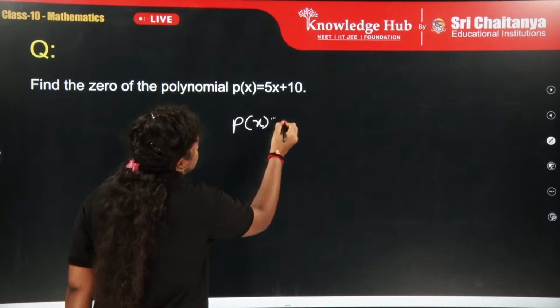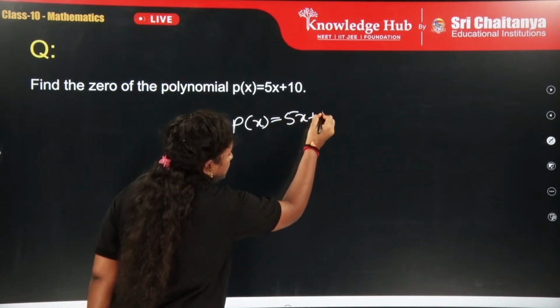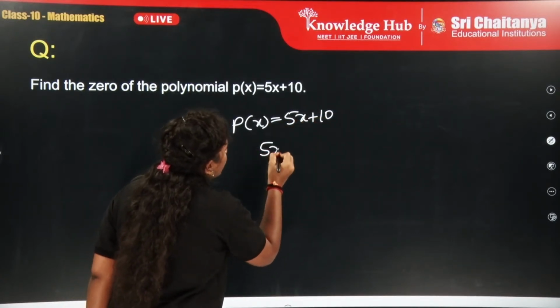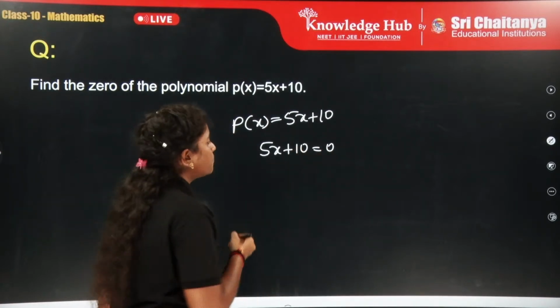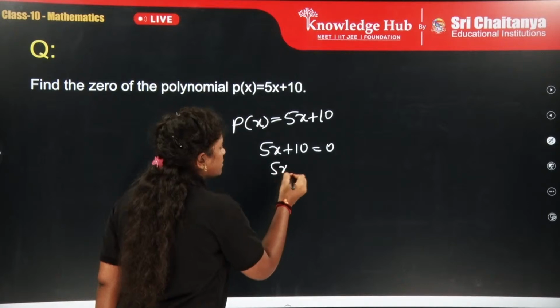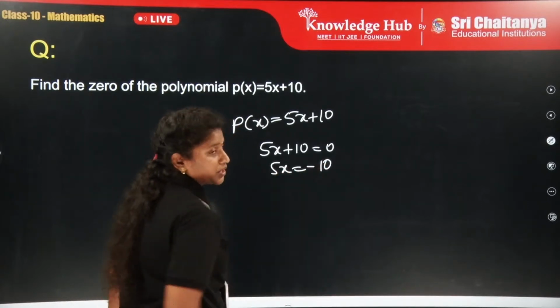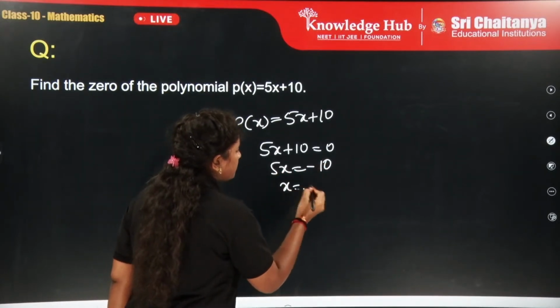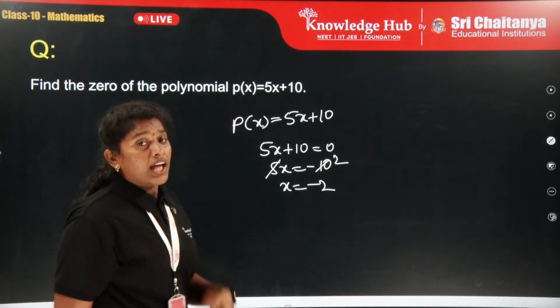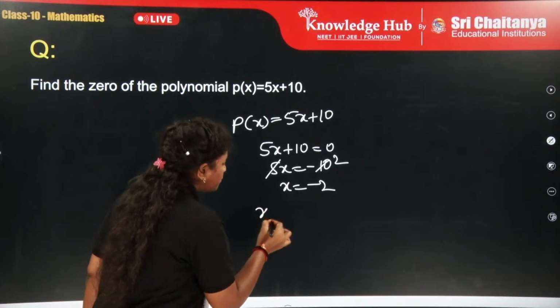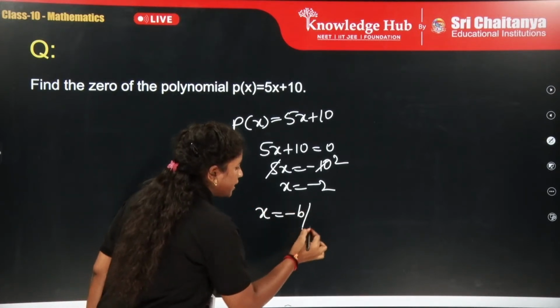So first of all, consider the polynomial they give. It is p of x equals 5x + 10. Now equate this 5x + 10 to 0. On equating it to 0, you will get 5x = -10. Now x will become, 5 will cancel 10 two times, so it will be -2. Now I told you that the x value you can take is -b/a.